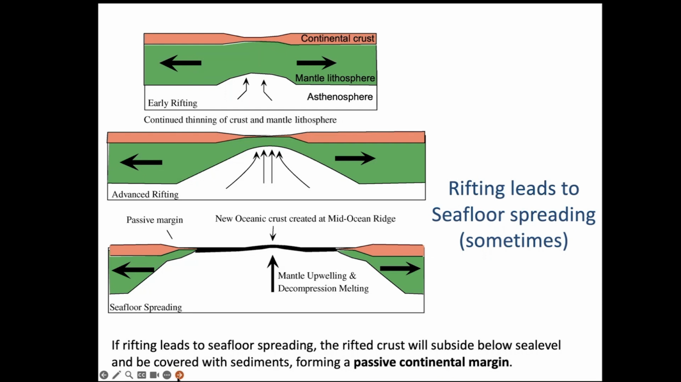So if we do get rifting leading to seafloor spreading, the rifted crust will begin to subside beneath sea level. That's this stuff basically here, getting thinner and thinner, and it's subsiding, right? And the passive margins will form on both sides of the new ocean. So these are going to be passive continental margins.